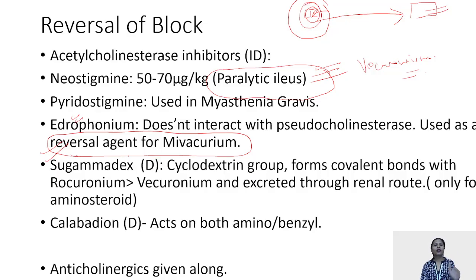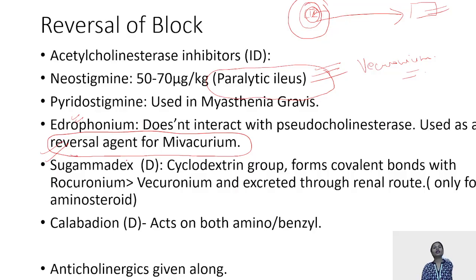Talking about the last, calabadoin. Calabadoin is a directly acting reversal agent, recently introduced. It has been seen that it works on your depolarizing muscle relaxants also, and also on your aminosteroids as well as your benzylisoquinoliniums.